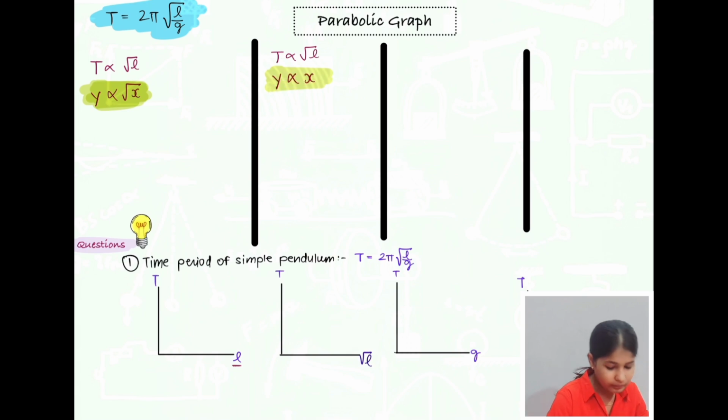Now tell me in the comment section what kind of graph it will form. It will simply form a straight line graph. Okay? Don't worry. The last question I will give you as homework. Okay? Our third question. Let's focus on our third question.